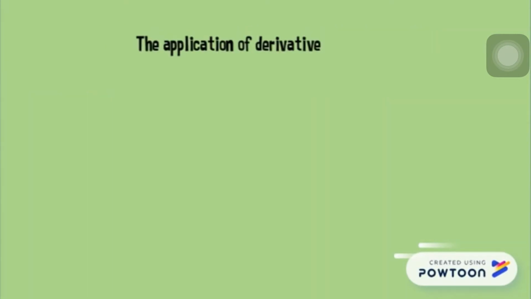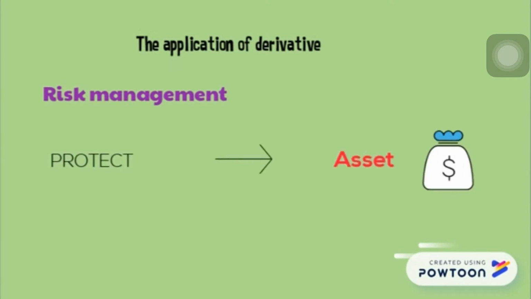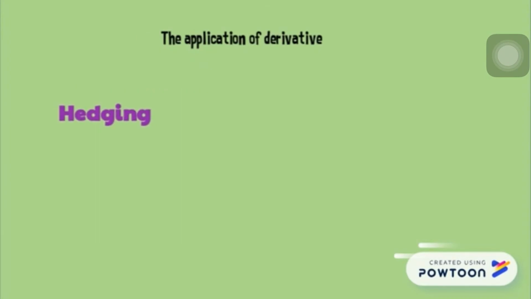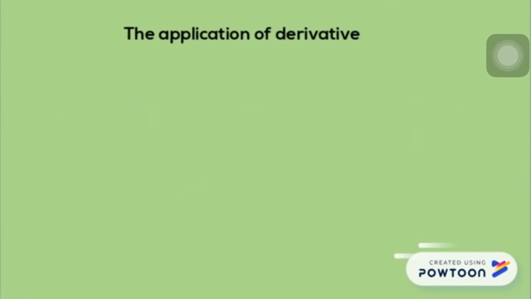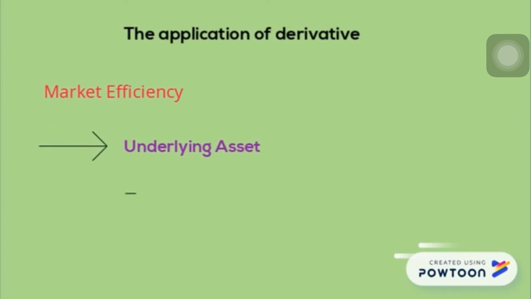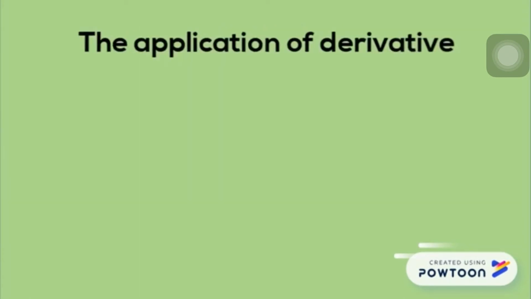In addition, the derivative could be used in risk management by hedging a position to protect against the risk of adverse move in an asset. Hedging is the act of taking an offsetting position in a related security, which helps to mitigate against price movements. It also can improve market efficiency for the underlying asset and help reduce market transaction cost. Therefore, the application of derivative is useful in our life.